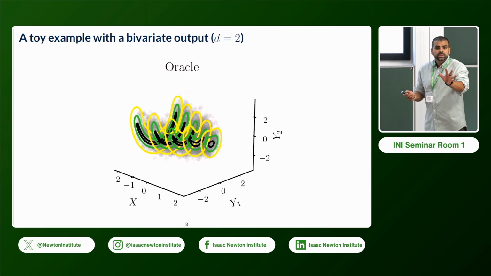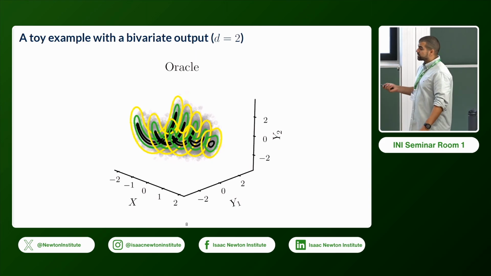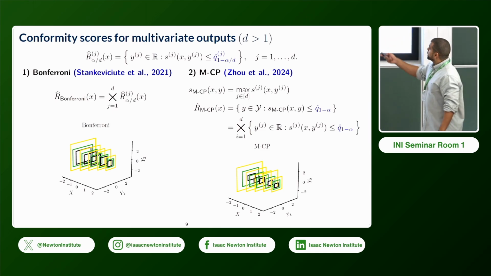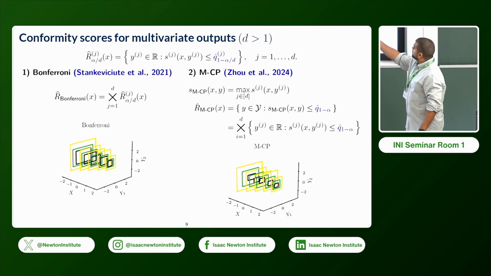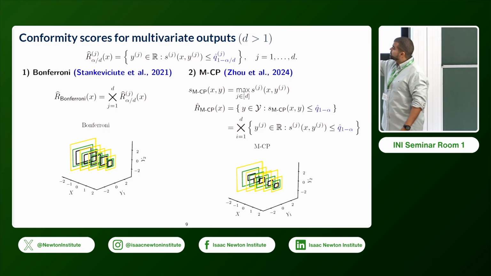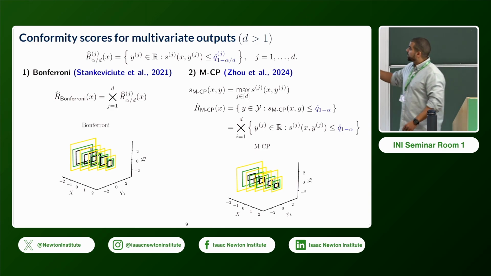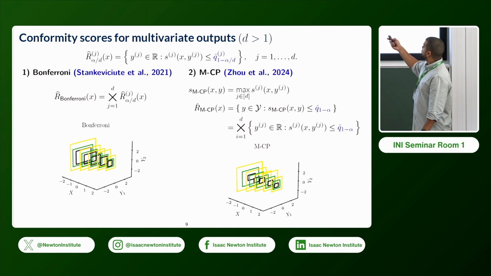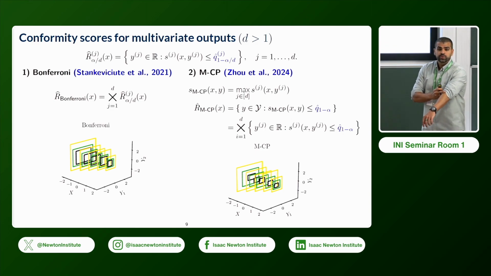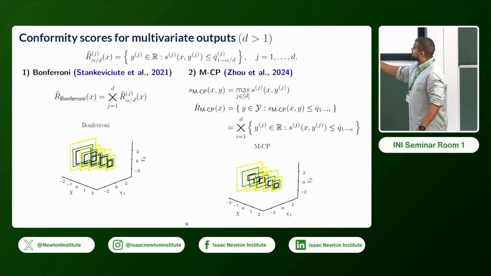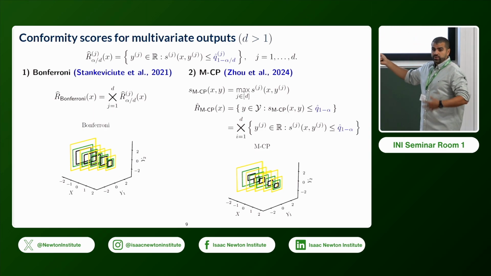Okay, let's start with simple methods. If you have multiple dimensions, you can just consider D different scores, and compute the regions, let's say intervals. It could be a union of intervals. Then you can apply a Bonferroni correction to get the joint coverage. So it's just the Cartesian product of these regions, and you get a joint region.